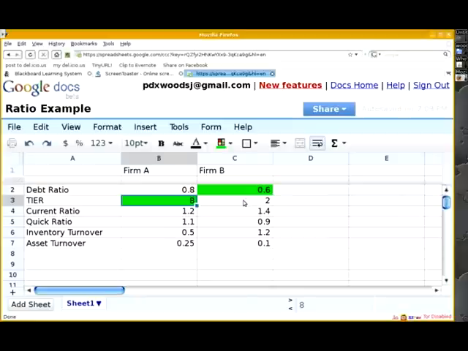So now you're stuck with a little conundrum. If you look at the debt ratio, firm B looks attractive. If you look at the times interest earned ratio, firm A looks attractive. In order to decide which of these two firms you would rather lend to, you probably need a little more information about the firms, and particularly the industry.